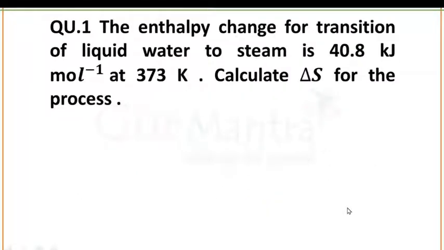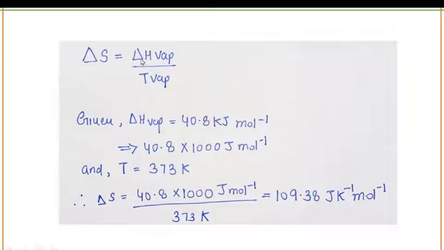Okay. Now here is a practice question. The question says the enthalpy change for the transition of liquid water to steam is 40.8 kilojoule per mole at 373 Kelvin. Calculate the delta S for this process. You have to calculate the change in entropy for this process. Okay, so let's see the solution. As you can see here, you are given the value of enthalpy change, and also the value of temperature. So as you know, to calculate the entropy change, delta S is equal to delta H upon T. In the question you are given the value of delta H, that is 40.8 kilojoules, so you can convert kilo by multiplying by 1000, and T is equal to 373 Kelvin. When you solve the question, delta S is equal to delta H upon T. When you put the values in this formula, you will get the correct answer.